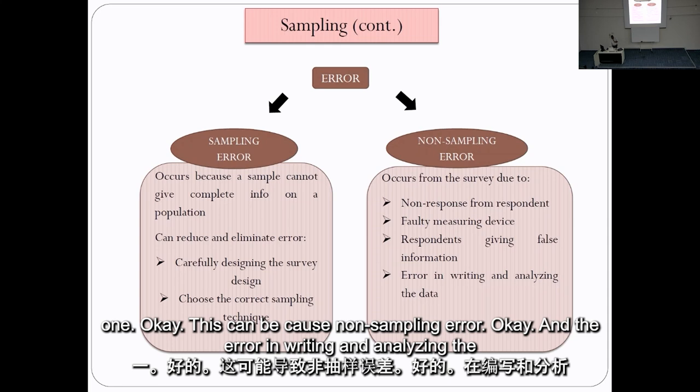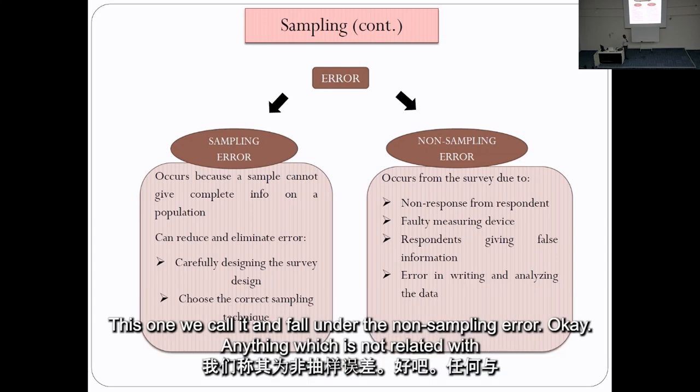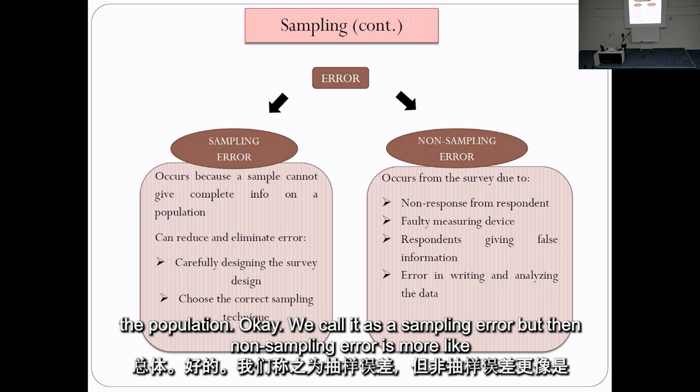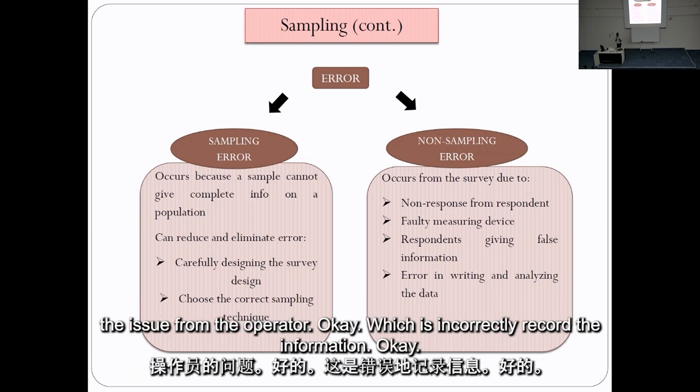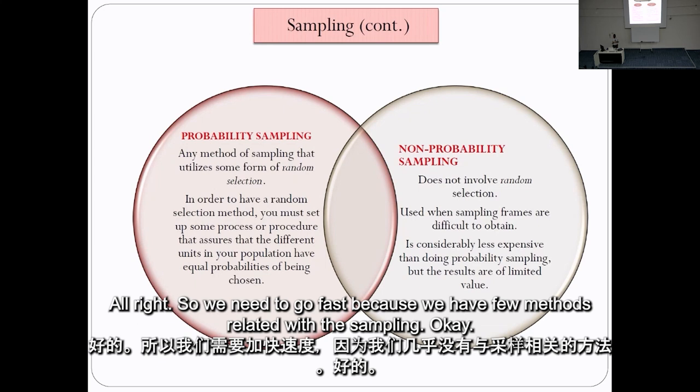And the error in writing and analyzing the data. For example, you get the data, but then you record the information incorrectly. This we call non-sampling error. Anything which is not related with the population, we call a sampling error, but non-sampling error is more like the action from the operator, which is incorrectly recording the information. Alright, we need to go fast because we have a few methods related with sampling.